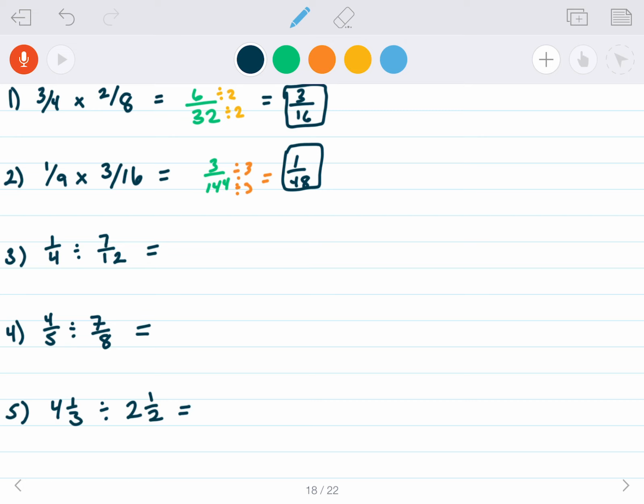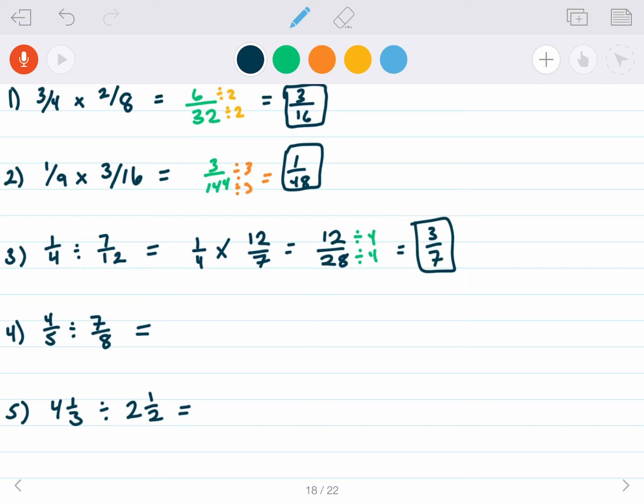The next problem is a division problem. So keep, change, flip. So I keep the first, change division to multiplication, and flip the second fraction to 12 over 7. Multiplying straight across, I get 12 over 28. And in simplest form, I can divide top and bottom by 4. I know those both go in by 4. 12 divided by 4 is 3. And 28 divided by 4 is 7. So that is my answer in simplest form.